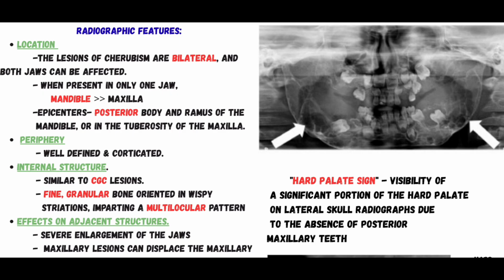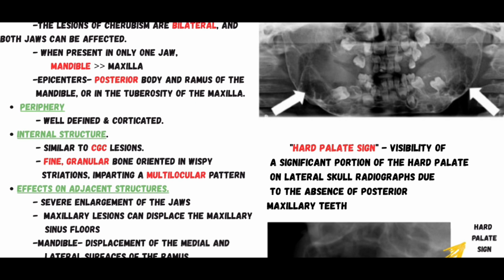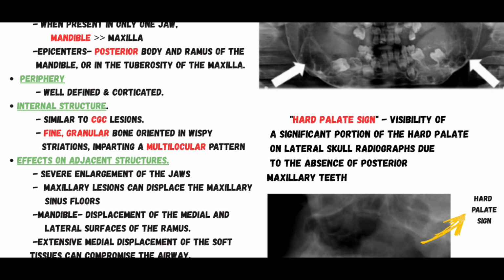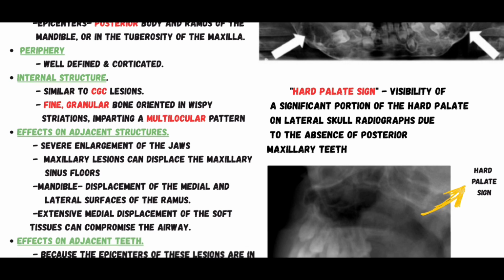Let's see the internal structure. The internal appearance of cherubism is very similar to the appearance seen in central giant cell lesions. That is, there may be fine granular bone oriented and wispy striations, imparting a multilocular pattern to the lesions.